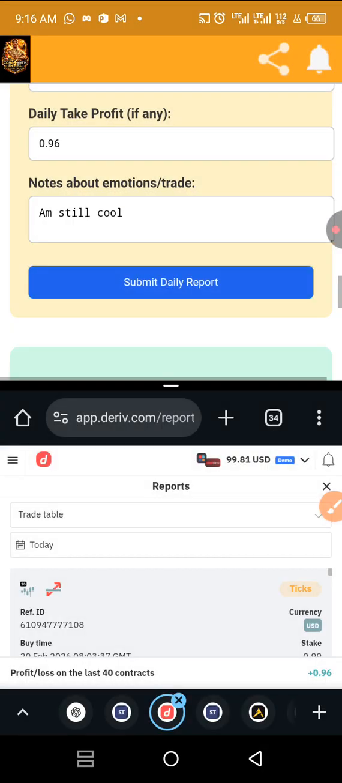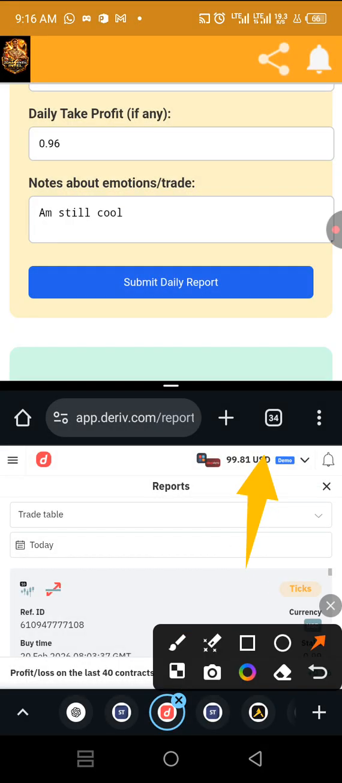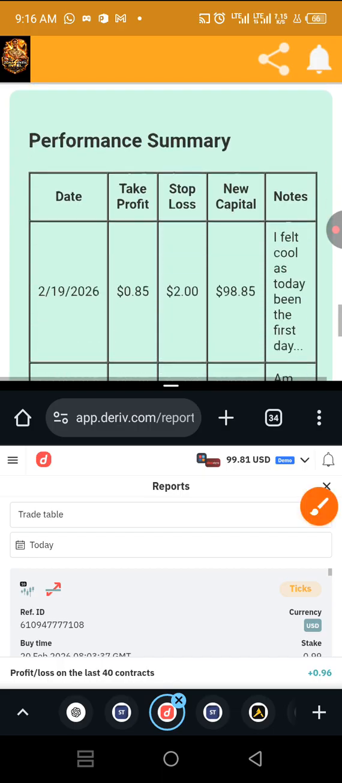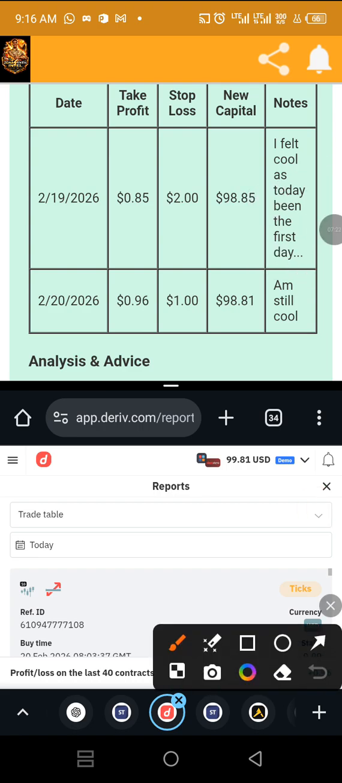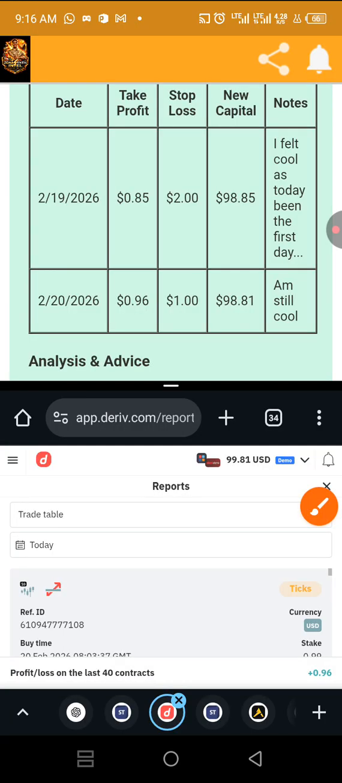And they say that our calculation is correct. We are having 98.81 cents here, and the same principle applies. Can you see that? This is our day 2 of the challenge. 98.81 cents. No, 99.81 cents. I think I made a mistake there. It should be 99.81 cents.